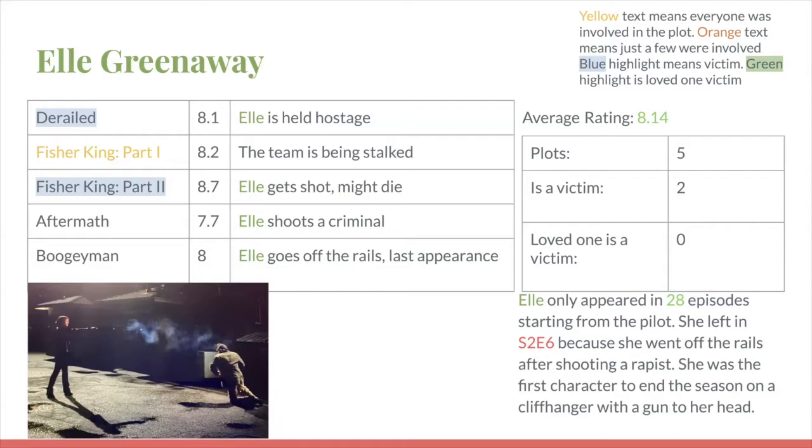So first for Elle, the average rating for her was 8.14, which is above most of the characters, but she was only in 28 episodes. She left in season 2, episode 6, because she went off the rails after shooting a rapist. She was the first character to end the season on a cliffhanger with a gun to her head in The Fisher King Part 1. She was a victim in Fisher King Part 2 because there was a whole she's gonna die, she's gonna live thing, and then she was a victim in Jareau and she was held hostage. All of her plots basically connect back to the Fisher King Part 2 when she gets shot. Then she goes off the rails and shoots the guy.